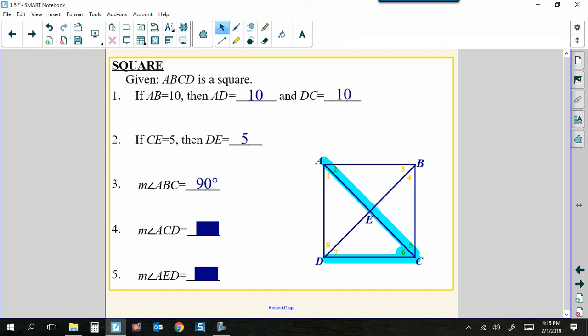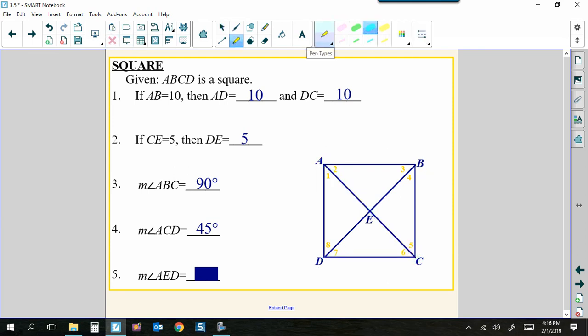Remember, a square is a rhombus. So therefore, I know that AC is bisecting the original angle C, which I know was 90 degrees. So this angle 6 right here is a bisected angle that originally was 90. So half of 90, 45. There you go. And the very last problem we are going to look at is angle AED.